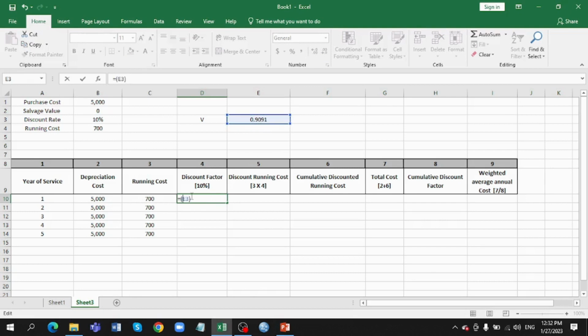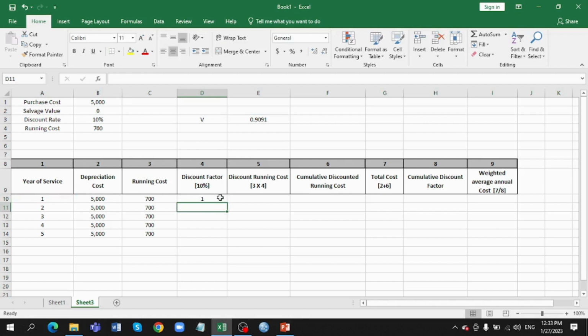Okay, then let us raise this one to the power of R minus 1. Again, our R represents the year of service. So let's click this 1 first, then minus 1. Then don't forget to enclose this one in parentheses also. Then click. So we have our 1 here.